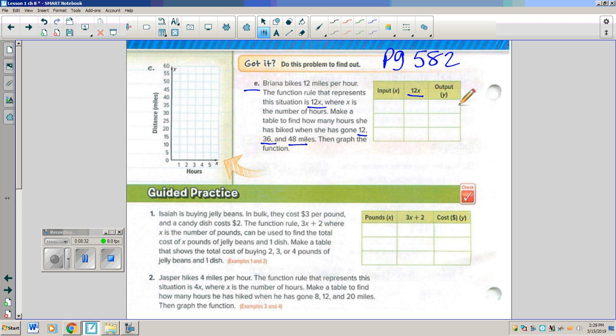Here's your rule. X is hours, which means these are the outputs. You got to know which column to put the numbers the problem gives you. So on the first one, 12x equals 12. In other words, 12 times something is 12. Well, that's 1. Proving it, hopefully I don't need to, x equals 1.